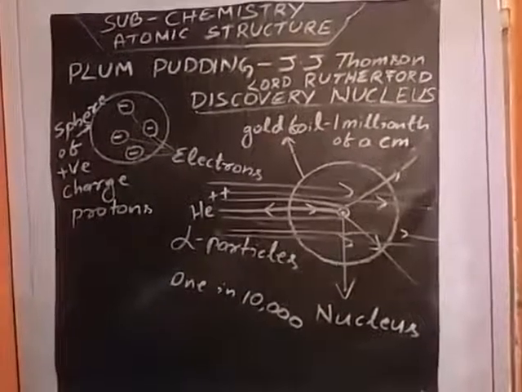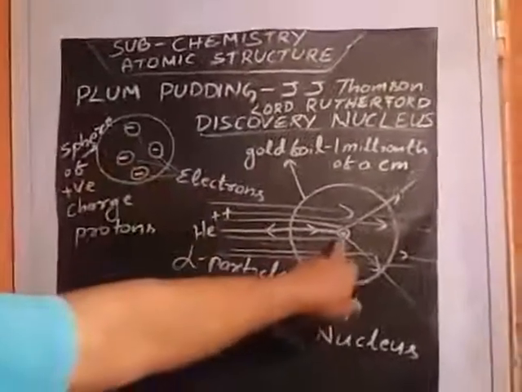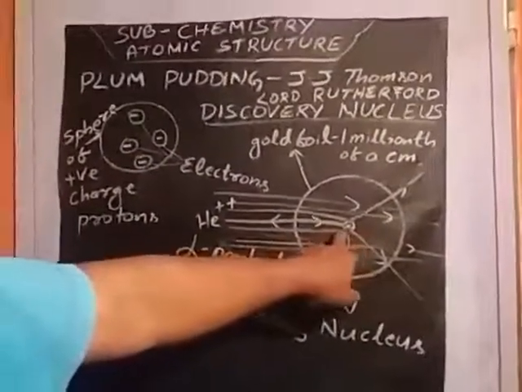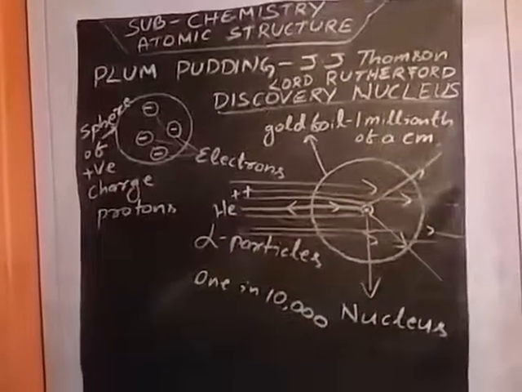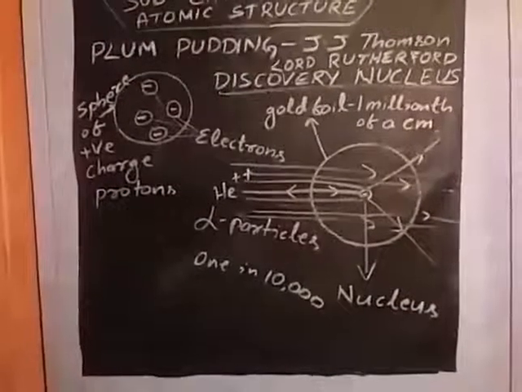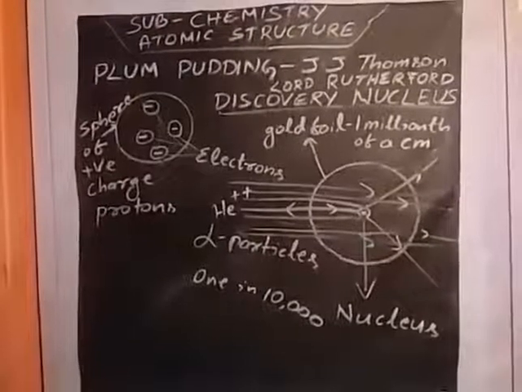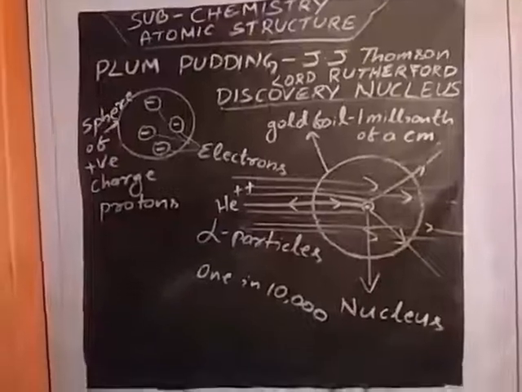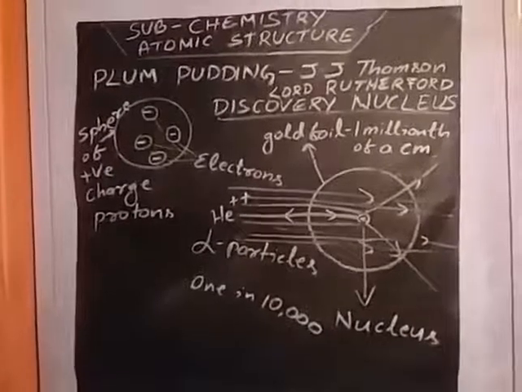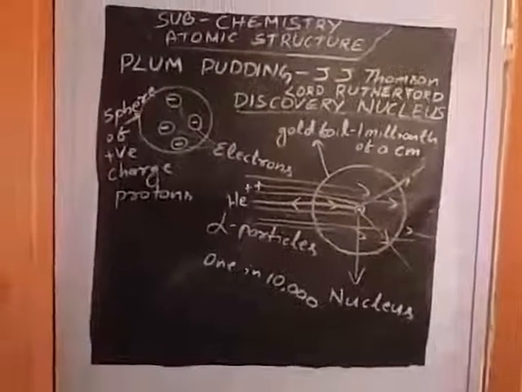Then the electrons revolve around the nucleus, and the protons are present in the nucleus. The atom is electrically neutral, because the total positive charge of the nucleus is balanced by the total negative charge of the electrons. So the number of protons and electrons are the same in the atom. That's why the atom is electrically neutral. Okay, thank you.